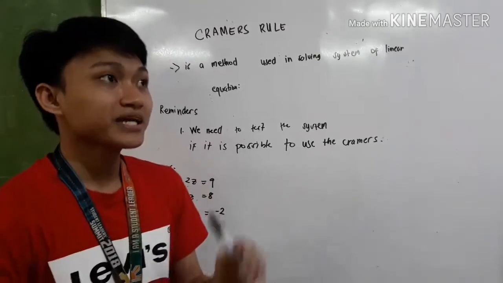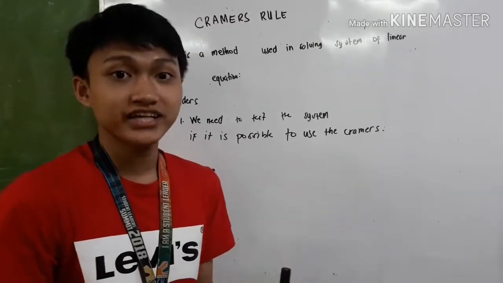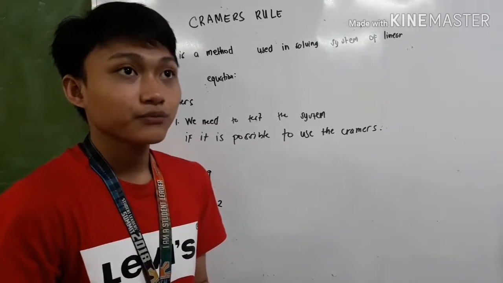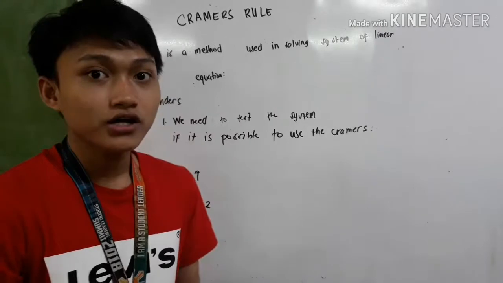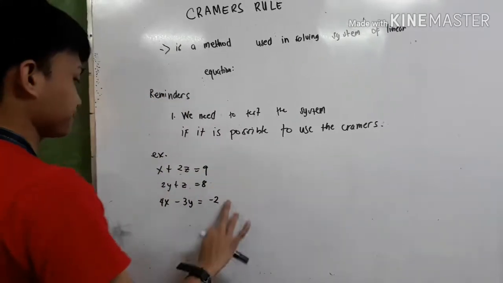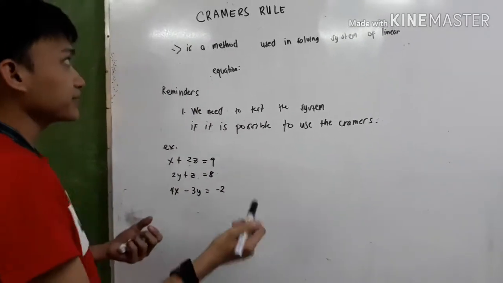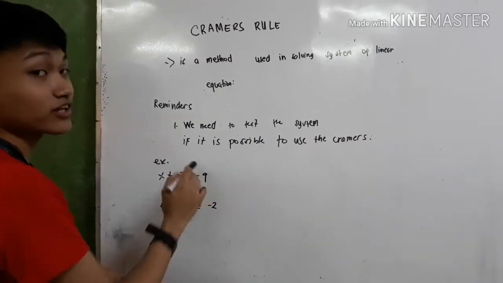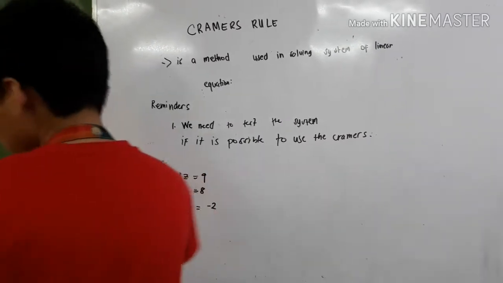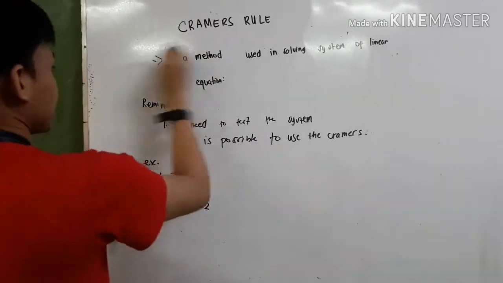First, the matrix should be a square matrix, and the determinant of the matrix should not be equal to 0. So I have here an example. The first step in getting Cramer's Rule is to transpose this equation to an augmented matrix. So let's transpose it as an augmented matrix.